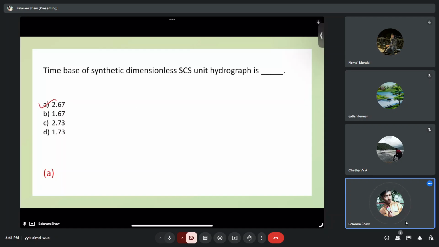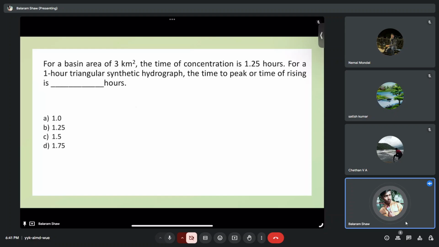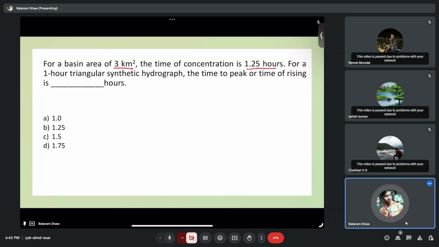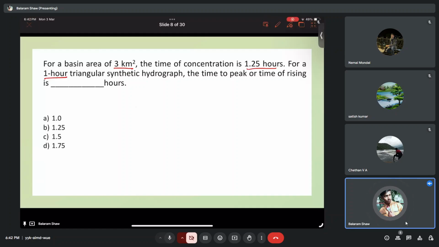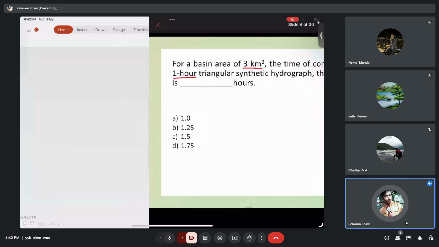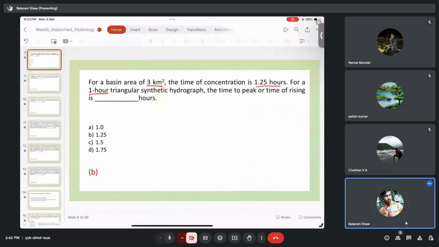Okay, so the next question is, for a basin area of 3 kilometers square, the time of concentration is 1.25 hours. Anyway, the time of concentration we have dealt with so many times. What is that? 4 hour for a 1 hour triangular synthetic hydrograph. So we have a triangular synthetic hydrograph. The time to peak or time of rising is. Okay. So before that, we'll just see what is this SCS triangular hydrograph, right?